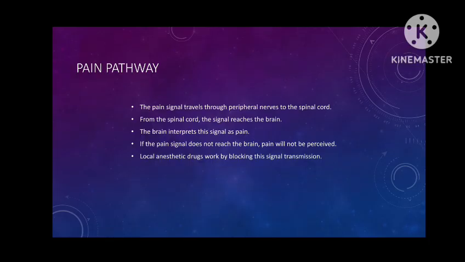So pain is not actually felt at the site of injury, but it is perceived only when the signal reaches the brain and is processed by higher centers. Here, if the transmission of this pain signal is blocked at any point along the nerve pathway, the signal will not reach the brain, and as a result, the person will not experience pain even though the injury is still present. So, this is the fundamental principle on which local anesthetic drugs work, as they prevent the transmission of pain signals from the site of injury to the brain.